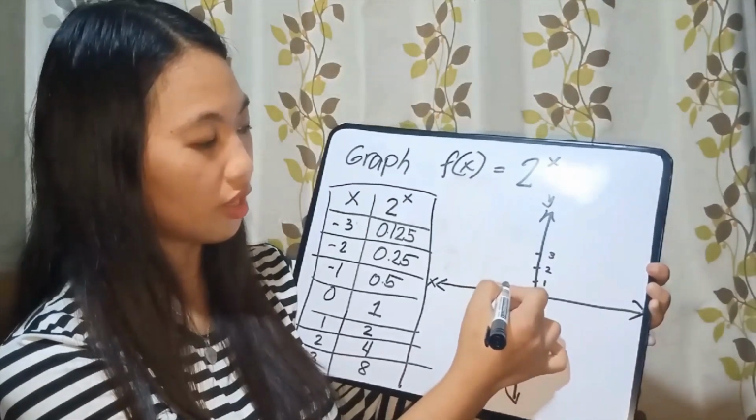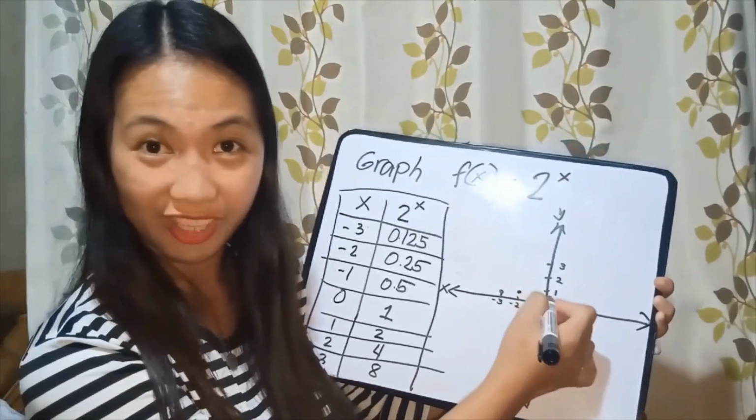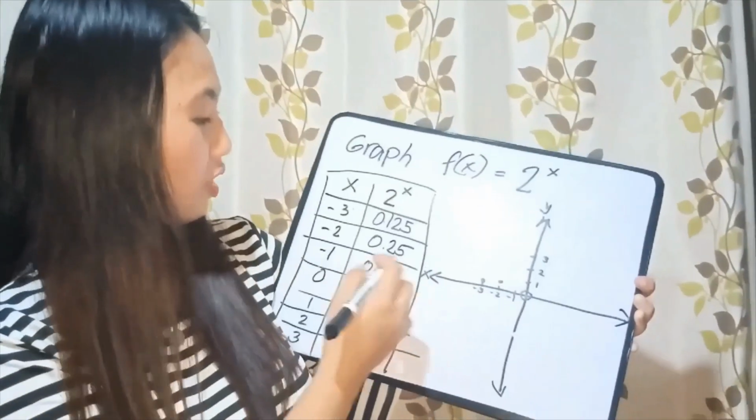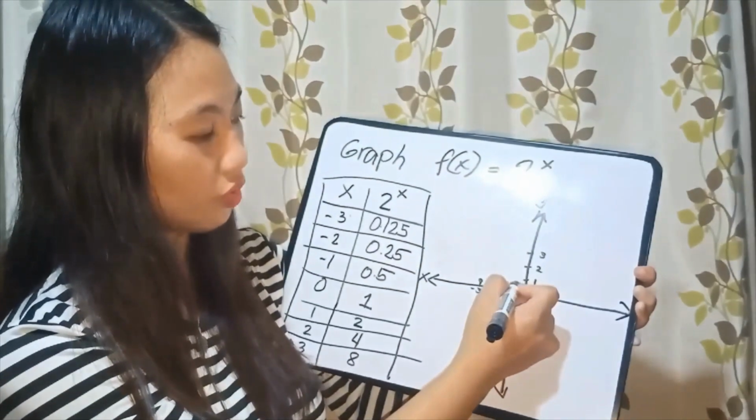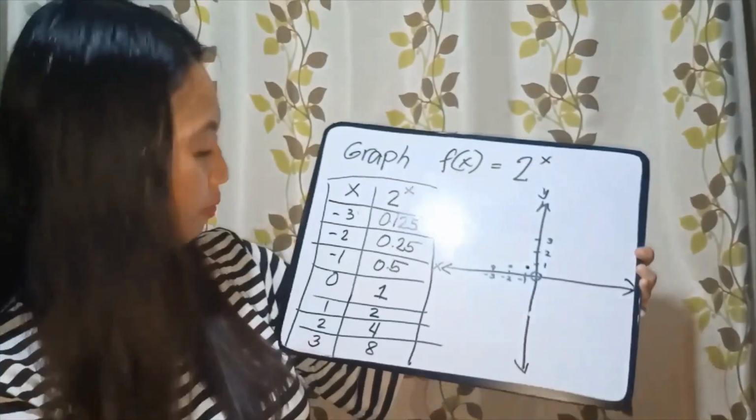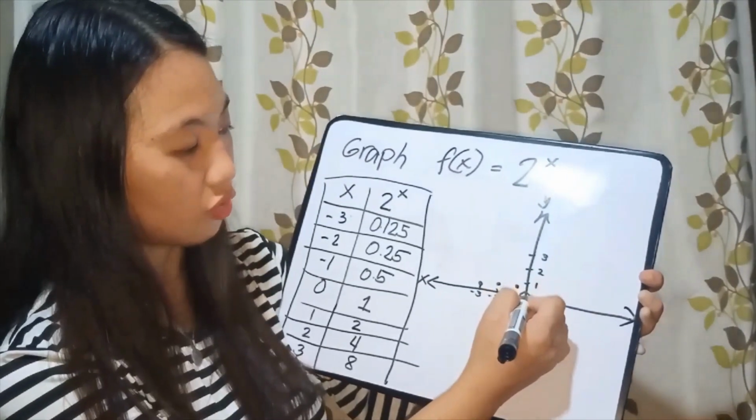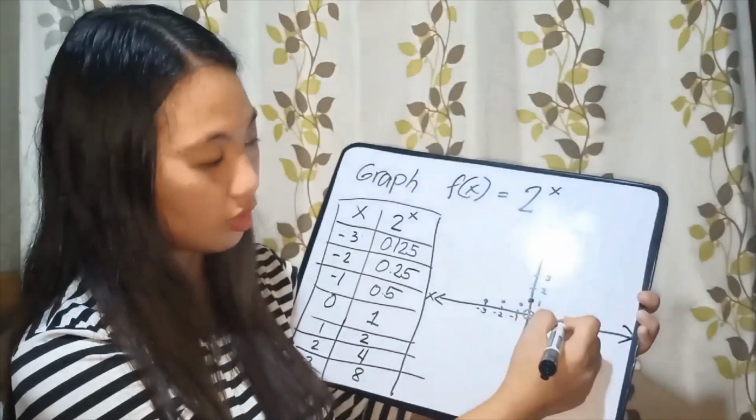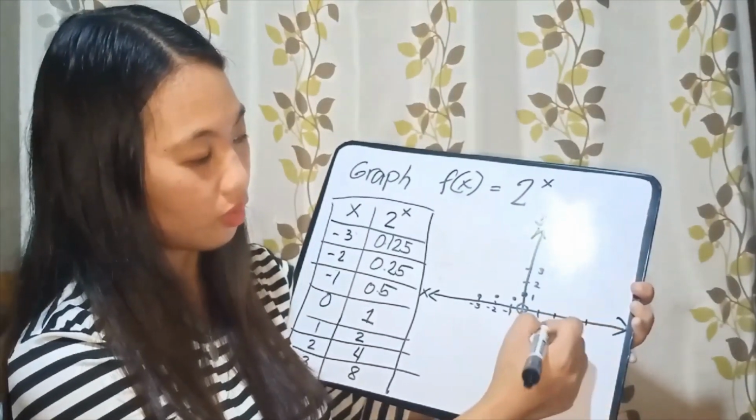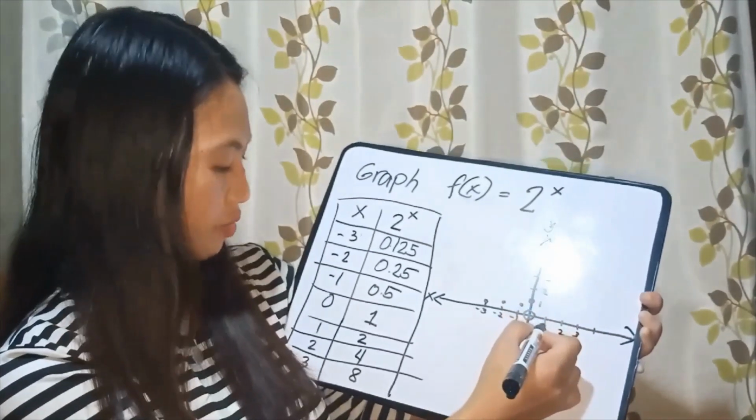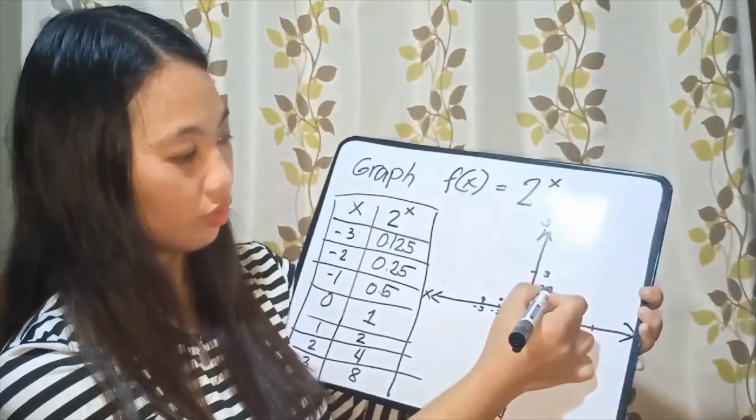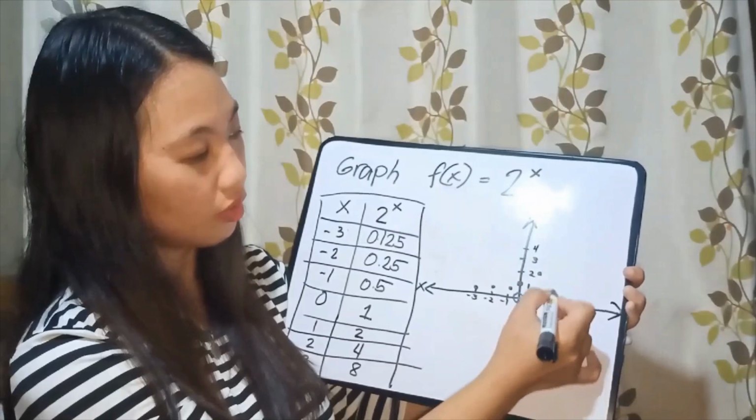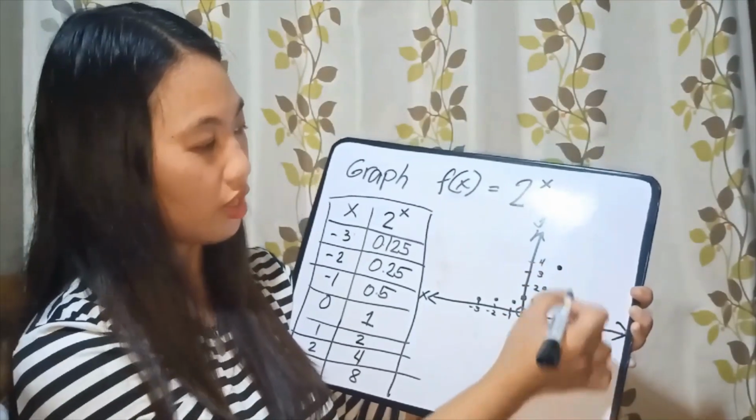Estimate again the point, since we cannot point out the exact coordinate. Next, negative 1 is 0.5, so the half of the number, and 0 is 1, so (0, 1). For 1, we have 2. For 2, we have 4. And for 3, we have 8.